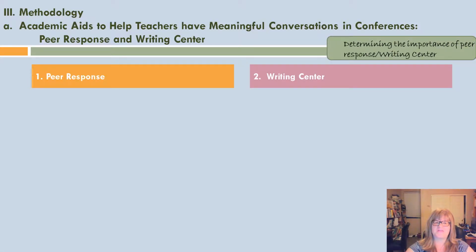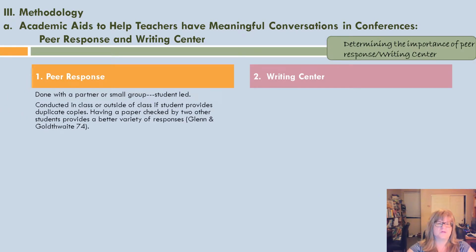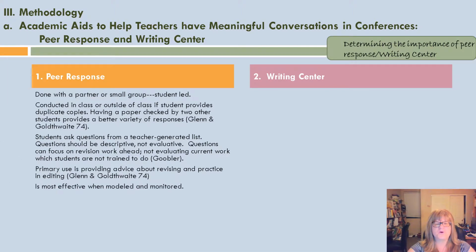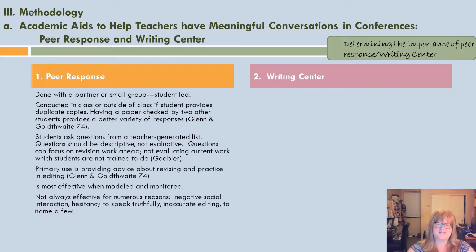Let's discuss some methodology. Two aids that are important for any teacher to use at the college level are peer response and the Writing Center. Peer response is done with a partner or small group. It's usually student-led, conducted inside or outside of classes. Students ask questions from a teacher-generated list. And it's for advice about revising and practice in editing. It's most effective when it's modeled and monitored. That's key. But it's not always effective for numerous reasons: negative social interaction, hesitancy to speak truthfully, inaccurate editing.